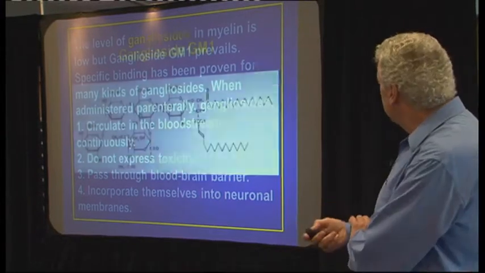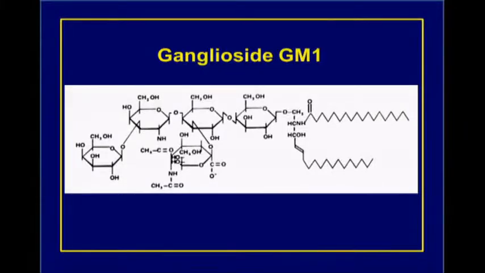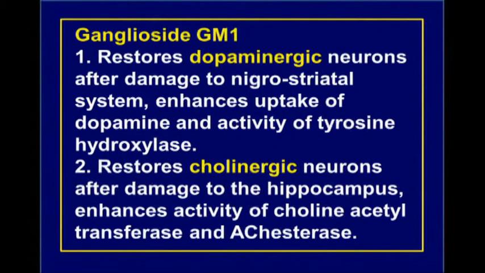Okay, so these are really important. Here's the structure. You can see all the sugar molecules with the fatty acid chains coming off. Ganglioside GM1, which has been mostly used parenterally for people with spinal cord injuries from traffic accidents, has been shown to restore dopaminergic neurons after damage to the nigro-striatal system, and to enhance uptake of dopamine and the activity of tyrosine hydroxylase, which makes dopamine from tyrosine. So it would appear the ganglioside itself helps to regenerate dopaminergic neurons and to stimulate the production of dopamine.